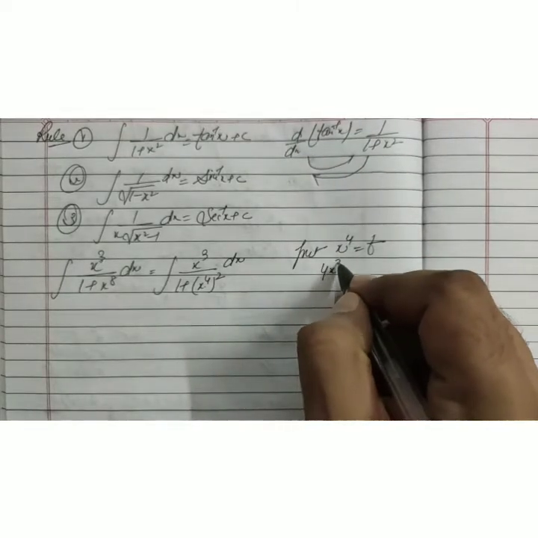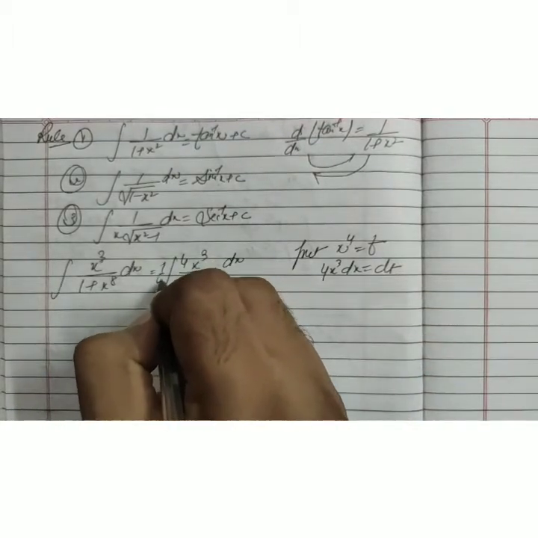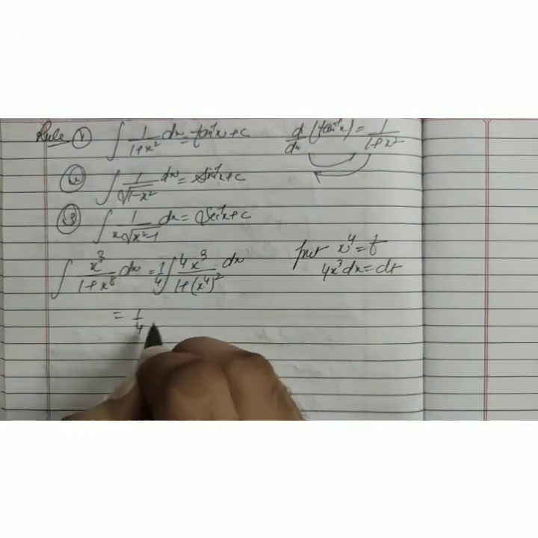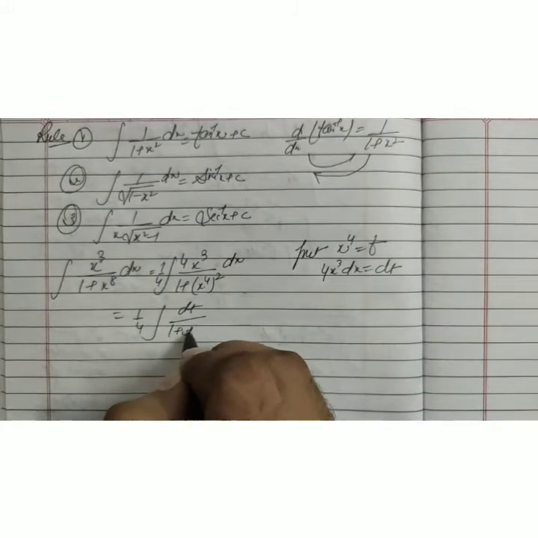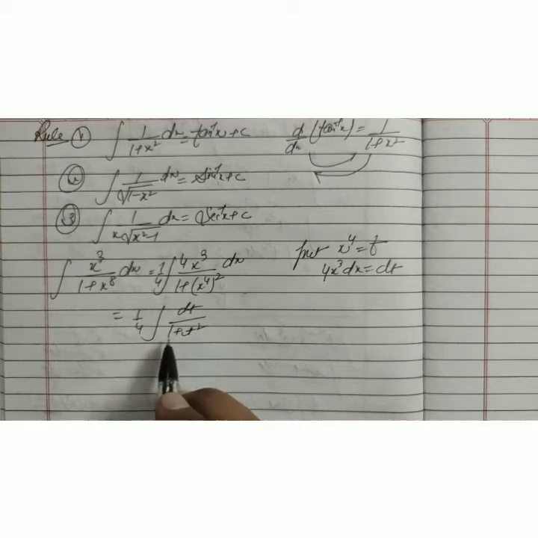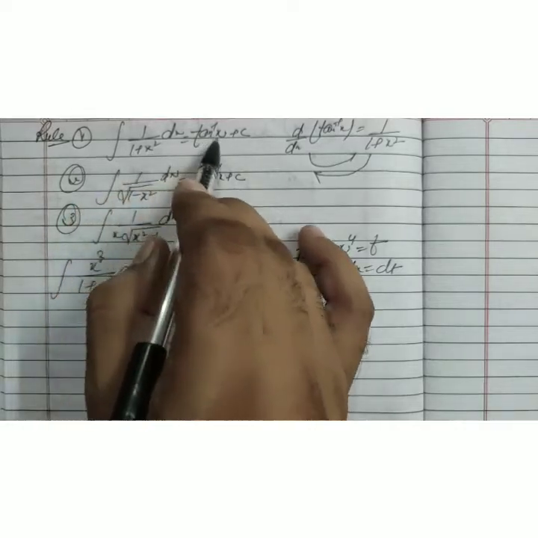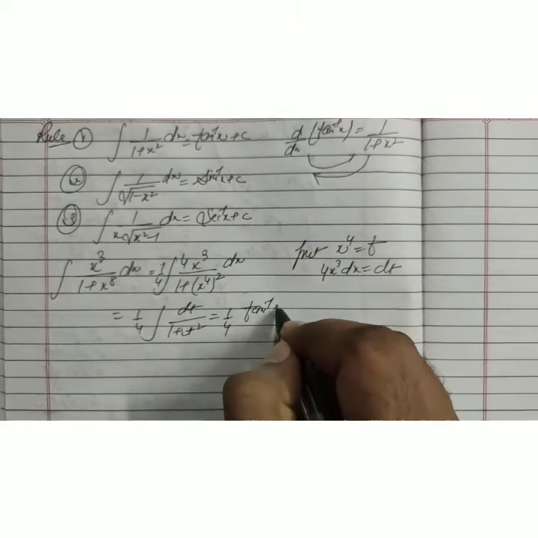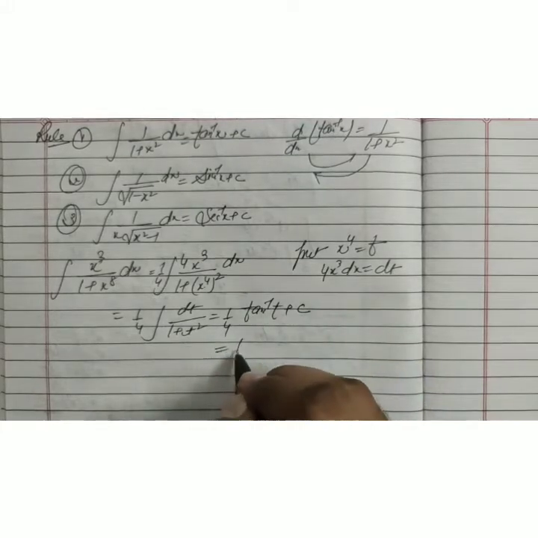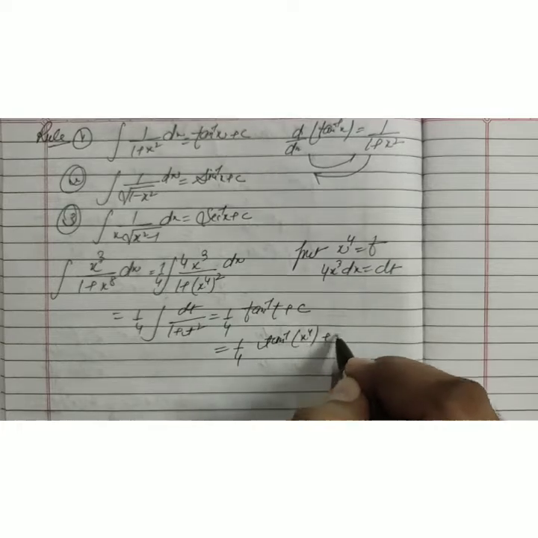Then 4x cube dx is equal to dt. The 4 is not there, so make it 4 and put 1 by 4 outside. The upper value becomes dt, and the downside becomes 1 plus t square. This is the integration of dt upon 1 plus t square, same as dx upon 1 plus x square. It is given by tan inverse x. So the integration becomes tan inverse t plus c. Replacing the value of t, it is given by tan inverse of x raised to power 4 plus c.